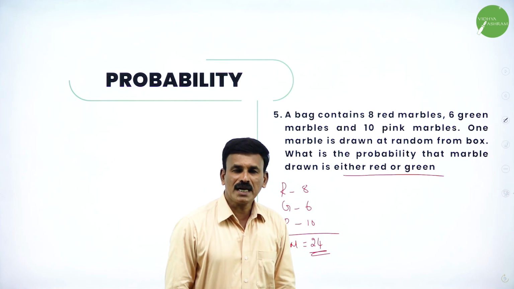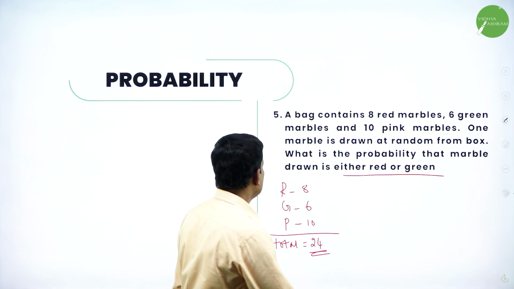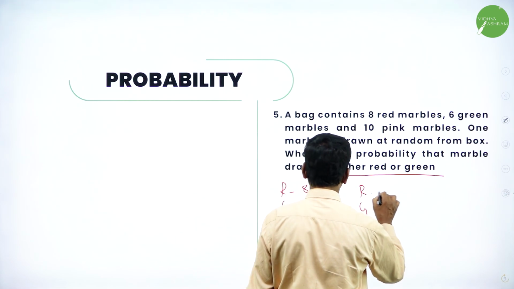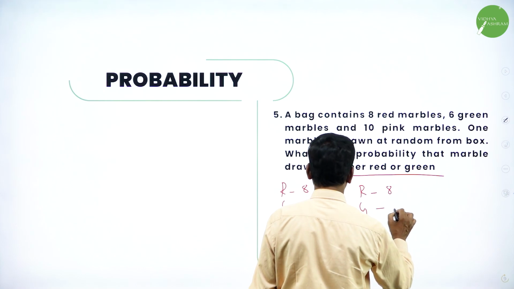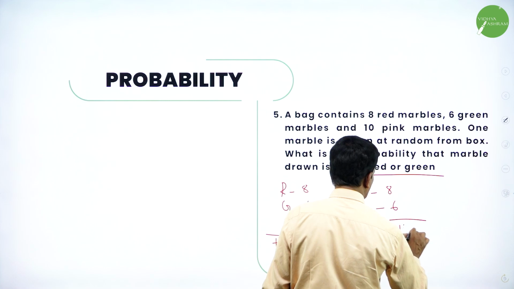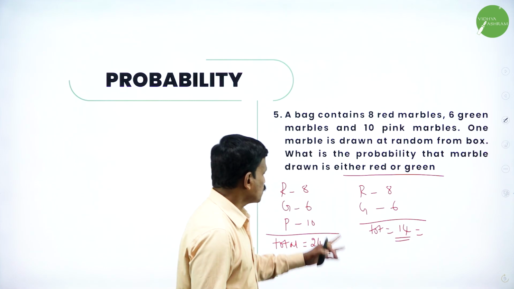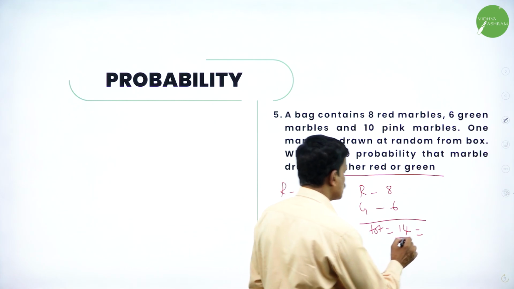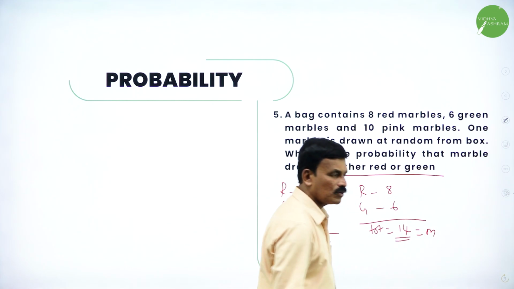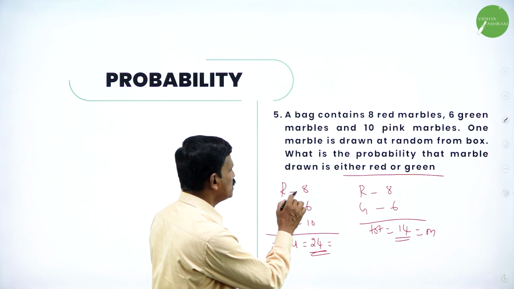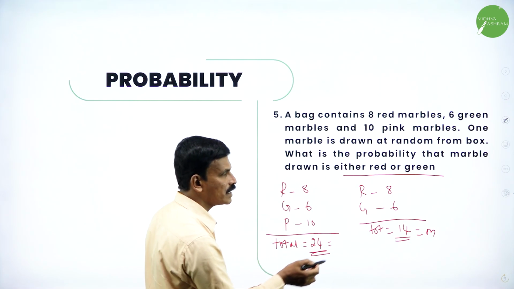Right. Now just add the number of red and green marbles. The red marbles are 8 and the green marbles are 6. If you add this, the total is equal to 14 marbles. So the total red marbles and green marbles are 14. Let us call it M. Now, what is the problem? What is the probability that the marble drawn is either red or green?